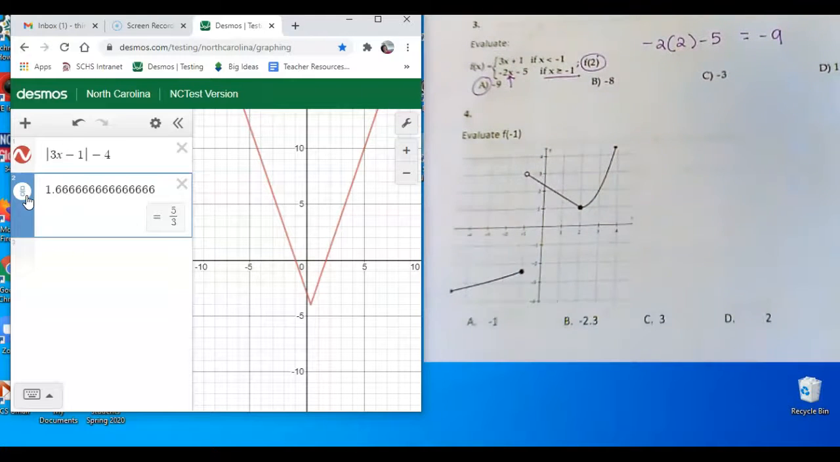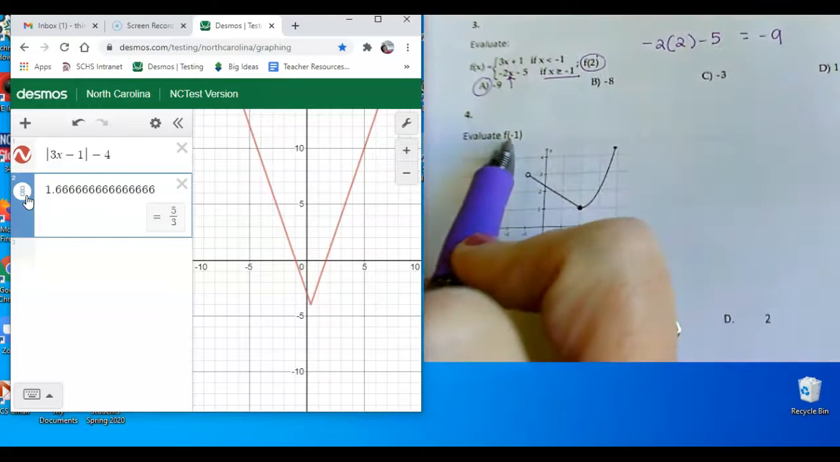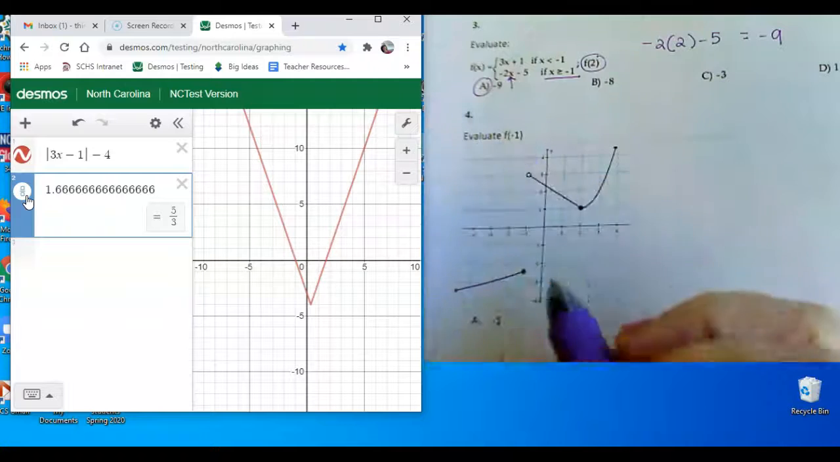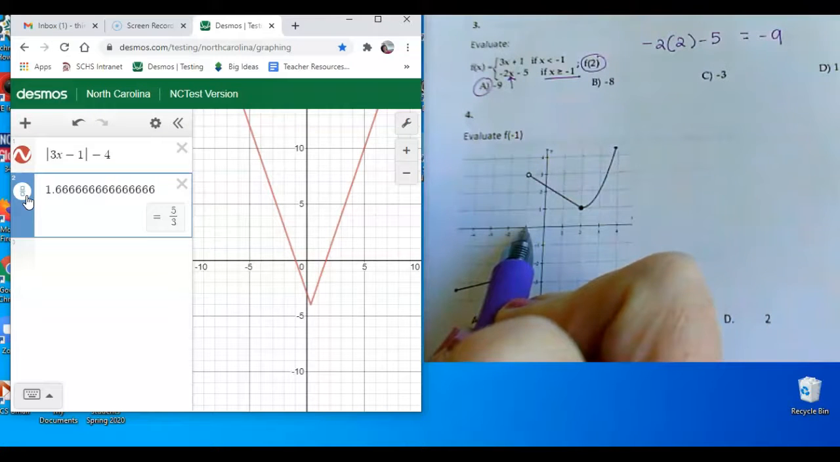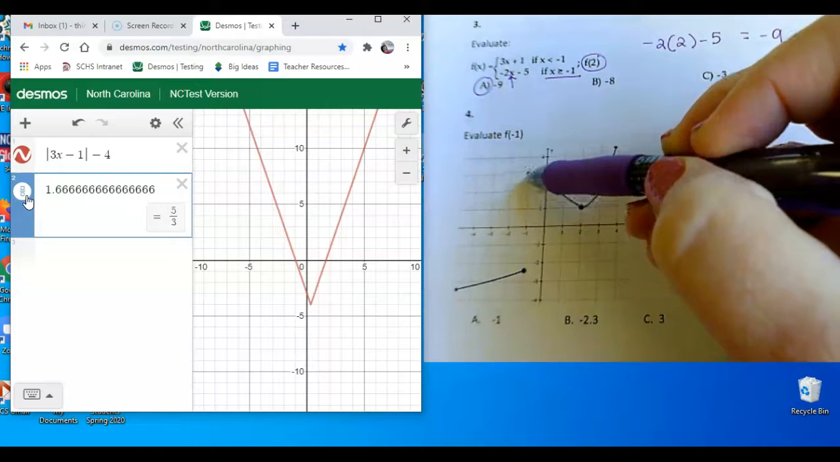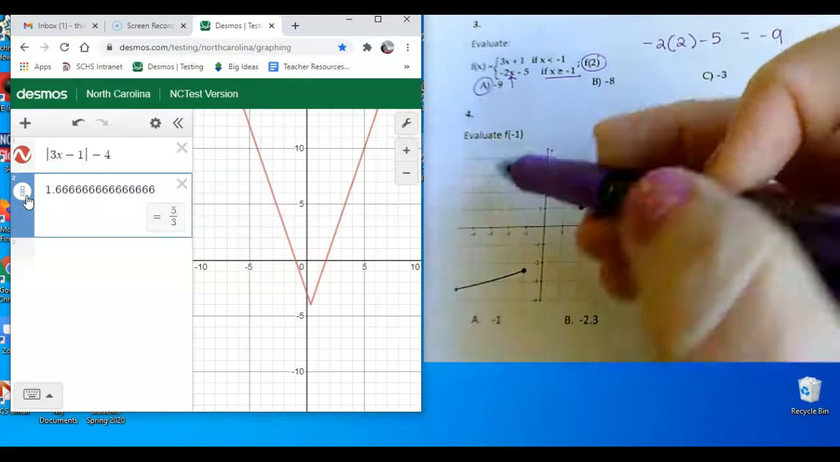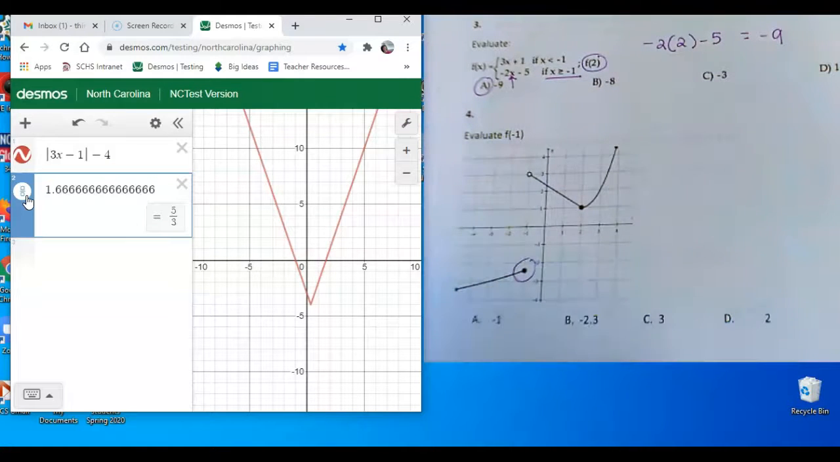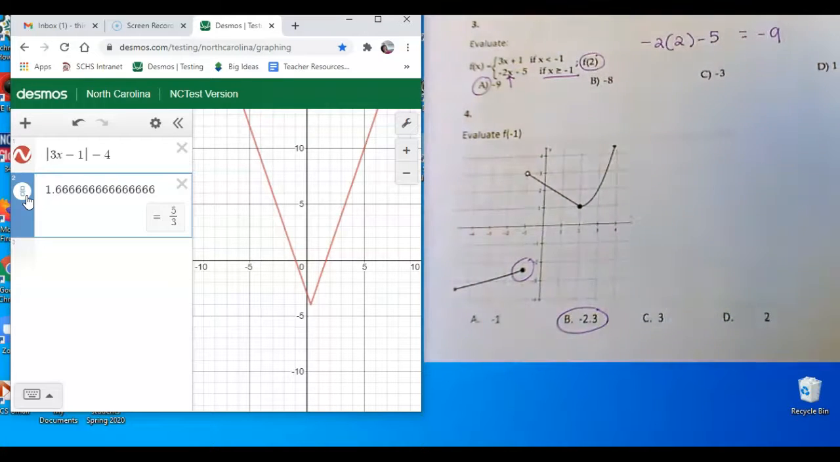Alright, number 4, we're looking at a graph. We want to evaluate f of -1. So I go to -1 on the x-axis, and then I find the y value at that place. There's an open circle here. It cannot be that one. It would have to be this one. And so it's a little more than -2, between -2 and -3. The only choice that works there would be B.